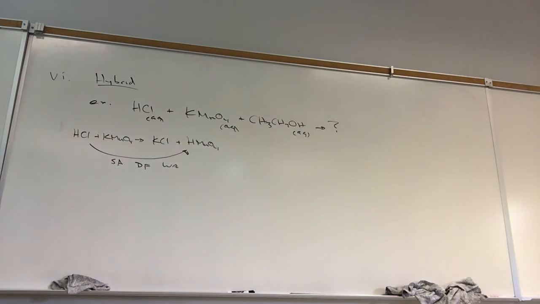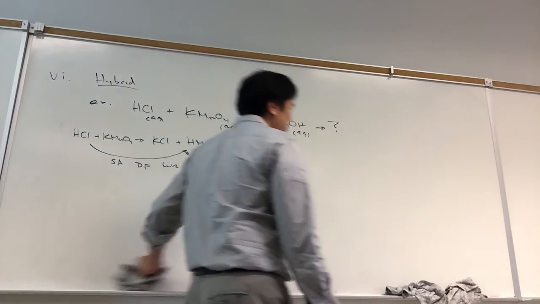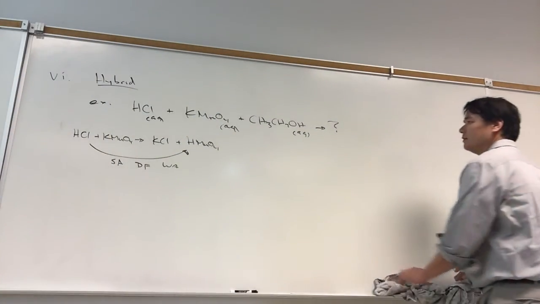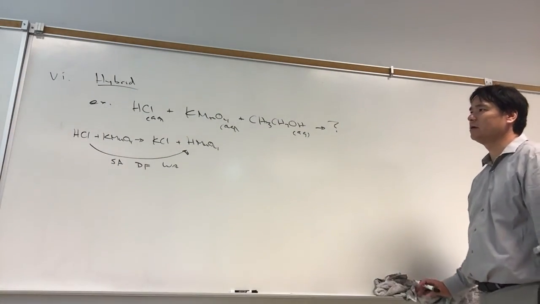What's that weaker acid's name? Name the acid, HMnO4. I didn't spend much time talking about nomenclature because I figured you can figure it out yourself. Permanganic acid, that's right. So we're forming permanganic acid. Permanganic acid is not one of the 7 strong acids, so likely it's a weak acid.